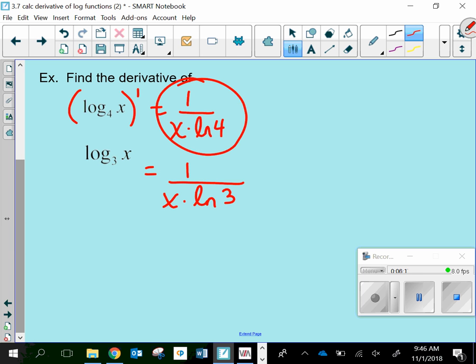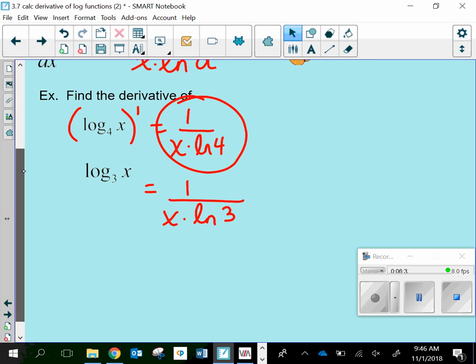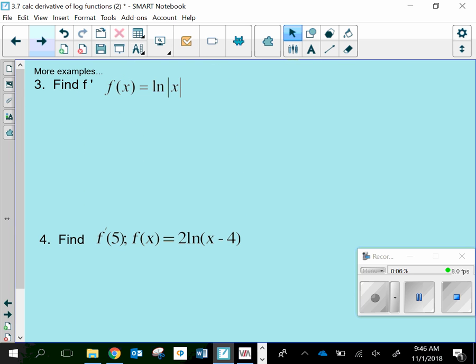No, I just like it because it keeps it a little bit separated for me, but no, you don't have to because it's clear it's multiplied. Okay? All right.